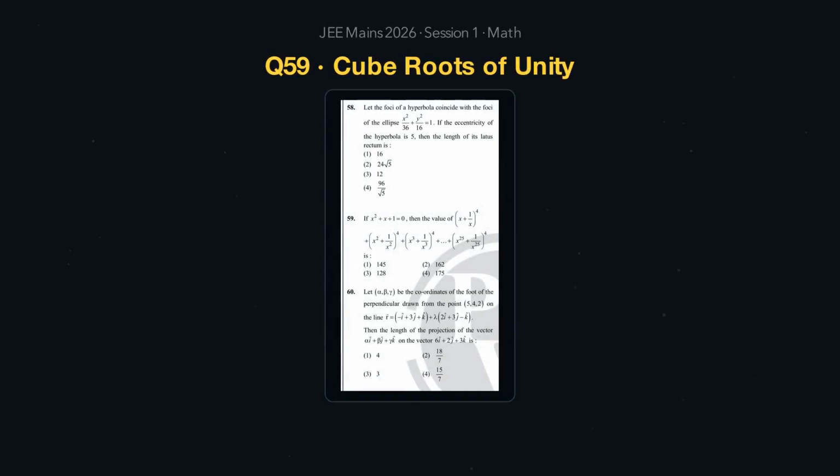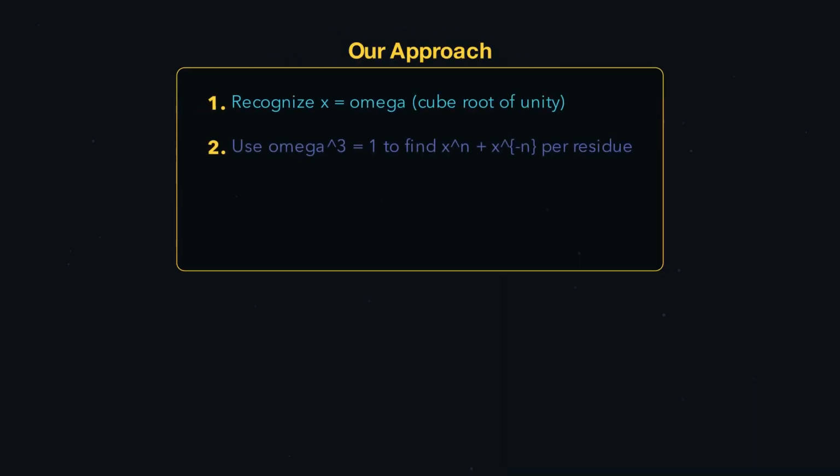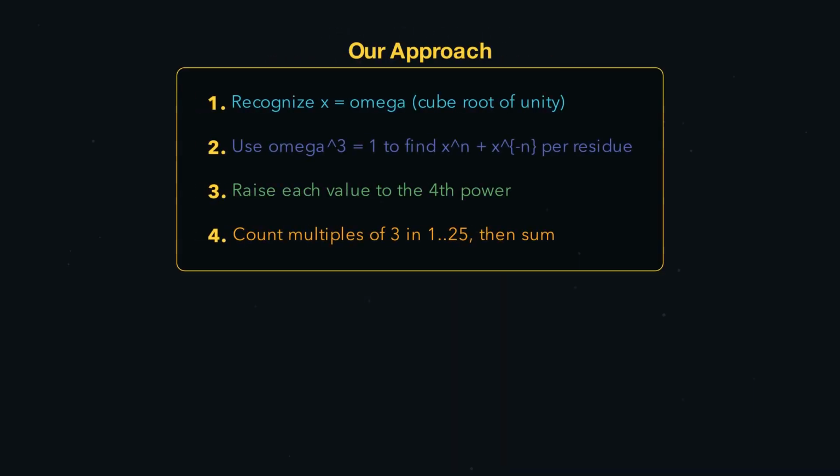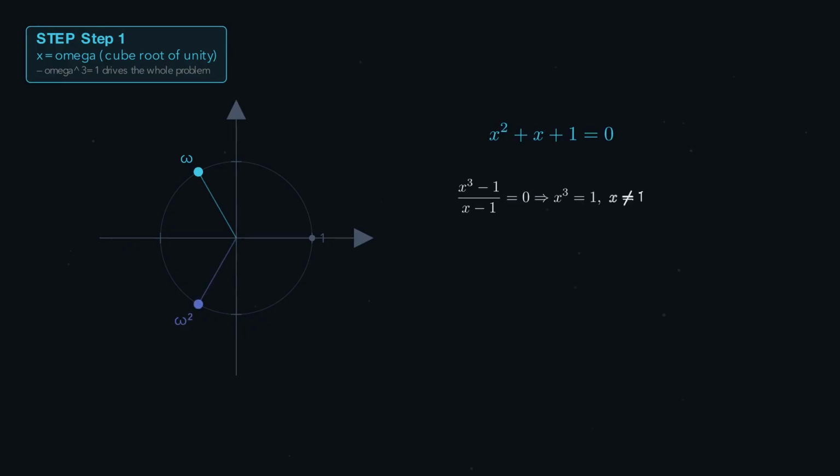Here's a sum of 25 fourth power terms. It looks intimidating, but there's a hidden period 3 cycle that collapses the entire problem into just 2 cases. Here's our approach. First, we'll recognize that x squared plus x plus 1 equals 0 means x is a cube root of unity. Then we'll use the fact that x cubed equals 1 to evaluate each bracket by its residue mod 3. The key move is realizing that every bracket equals either 2 or -1. We count how many terms fall in each case and multiply.